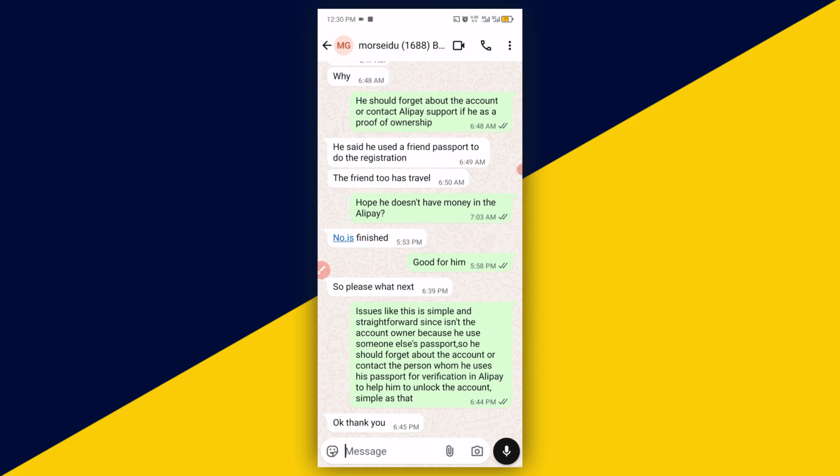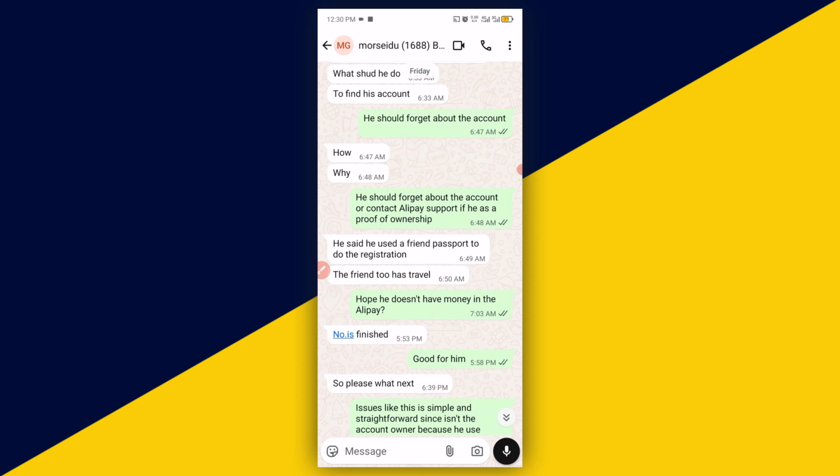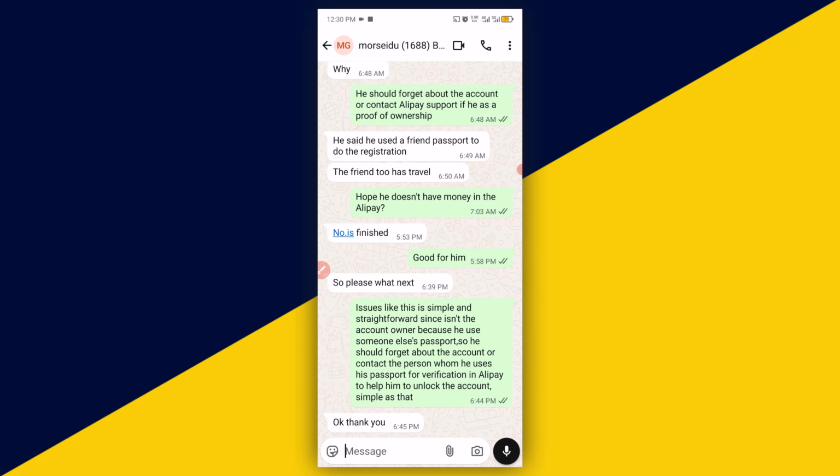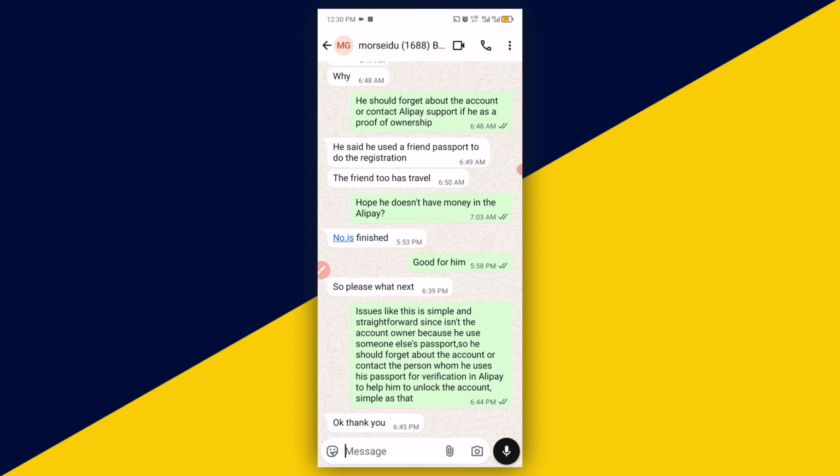So it's that simple. In a nutshell, if you are having an Alipay account, make sure you do not borrow someone's passport, whether a friend's or relative's passport, to verify the account. It is always advisable that you use your personal identity, your personal information, to verify the account, to avoid stories that touch the heart, in case you have an issue with your Alipay account. This is a strong warning I have for you as far as your Alipay and 1688 Chinese shopping app is concerned.